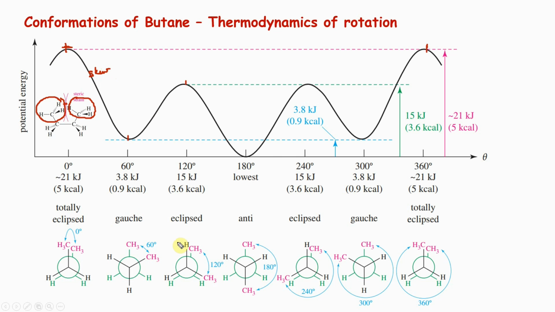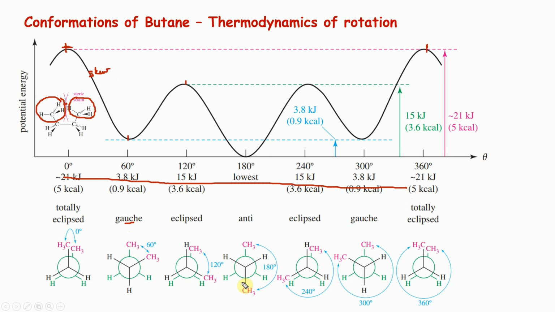Now when you rotate, this is gauche. See, if this goes to the side here, it will also interact, and if this goes to the side, it will also interact. So gauche is the best. No need to worry about these values. Gauche and then eclipsed. Now we have seen anti. Now this was in the previous slide itself.